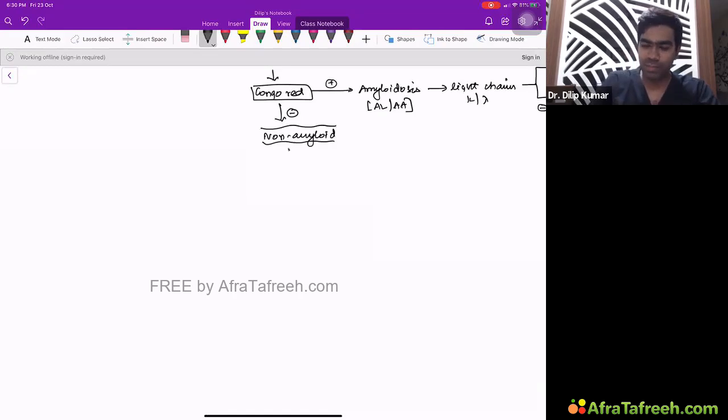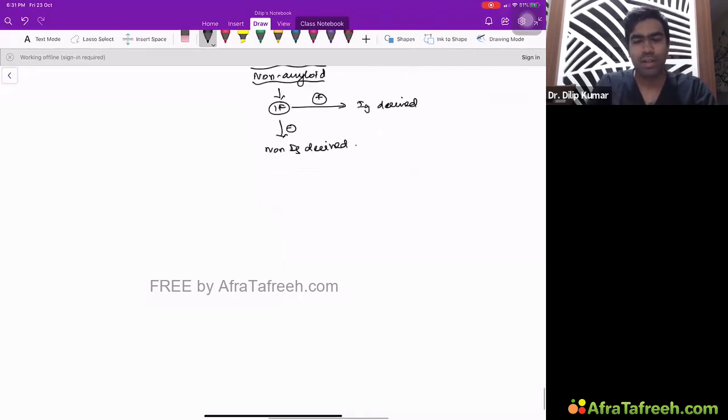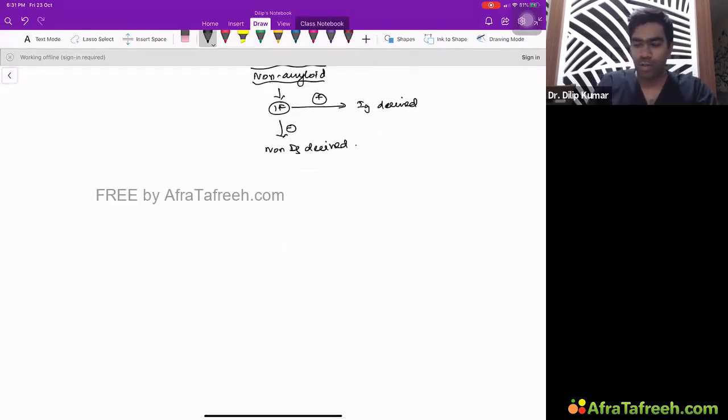But next step is immunofluorescence. So now, immunofluorescence positive or immunofluorescence negative. Suppose if immunofluorescence is positive, it is typically immunoglobulin derived deposit. Suppose if immunofluorescence is negative, then it is non-immunoglobulin derived. Non-immunoglobulin derived deposits, you have three types, and all these things can be characterized only by electron microscopy, but in light microscopy, you can characterize to some extent.